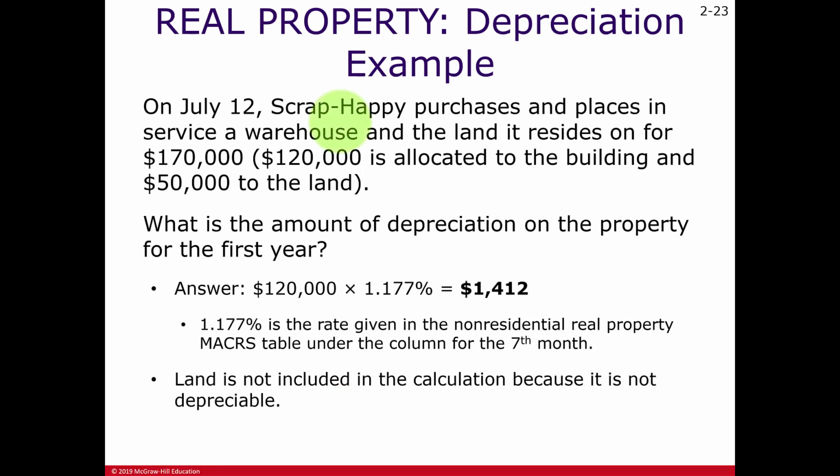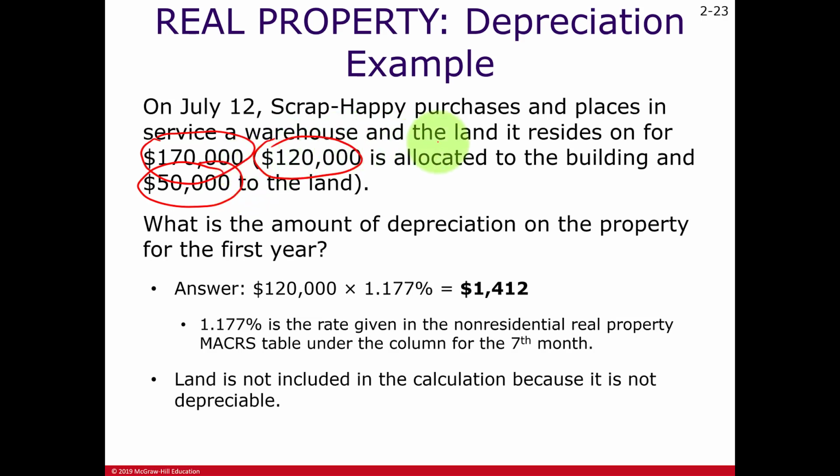Example, we have a warehouse. The total cost of the land and the warehouse is 170,000, of which 120 is allocated to the building. We would like to have as much allocated to the building cost to get a bigger depreciation. But something has to be allocated to the land. It's worth something. That's not depreciable. It just sits on your accounting records until you sell that property. You get to deduct it at that time.